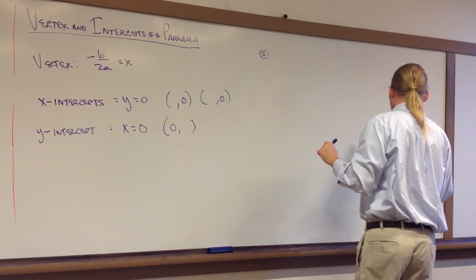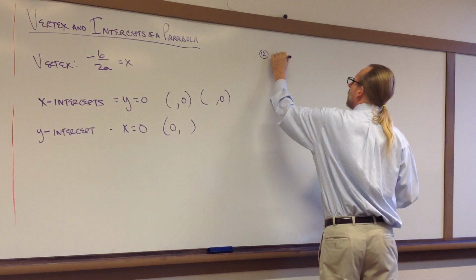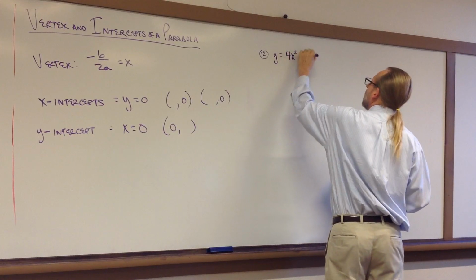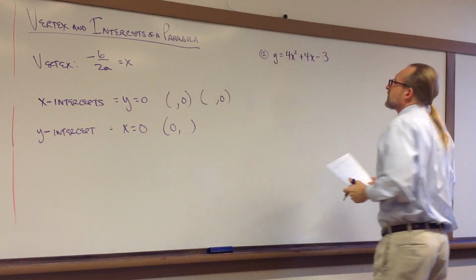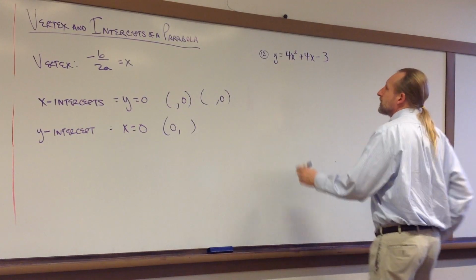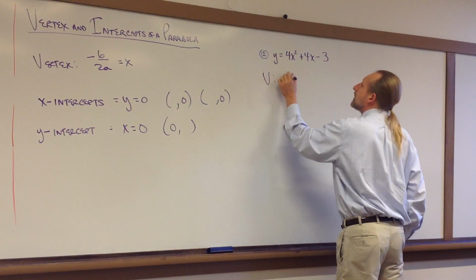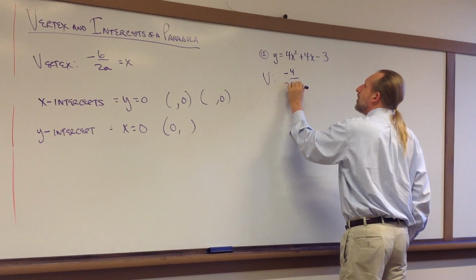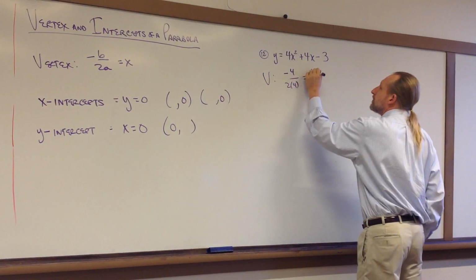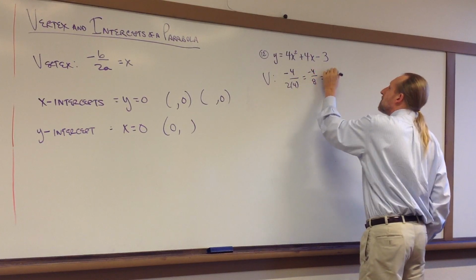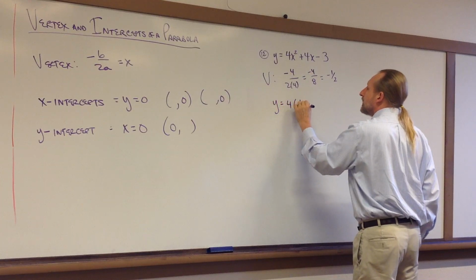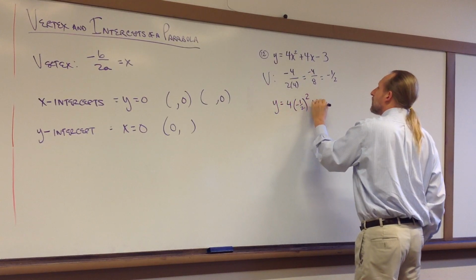So in this one, you've got y equals 4x squared plus 4x minus 3. And so the first thing we want to do is find the vertex. And so that's negative b over 2a. And so that's going to be minus 4 over 8. So negative 1/2, okay. And then we need to calculate the y coordinate.